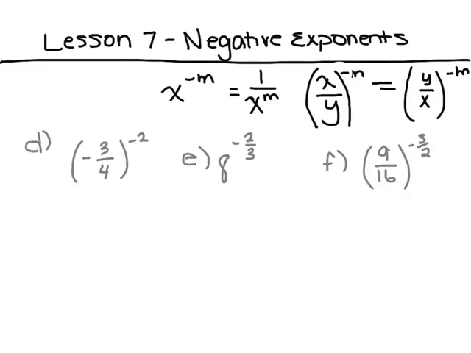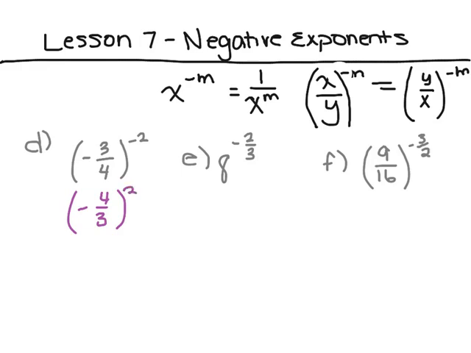So for example D, we're going to find the reciprocal. So negative 4 over 3. Just because you find the reciprocal does not mean you change the sign of the fraction. It just means you change which is on the top and which is on the bottom. So it still has to remain negative, and it's going to be raised to the power of 2.